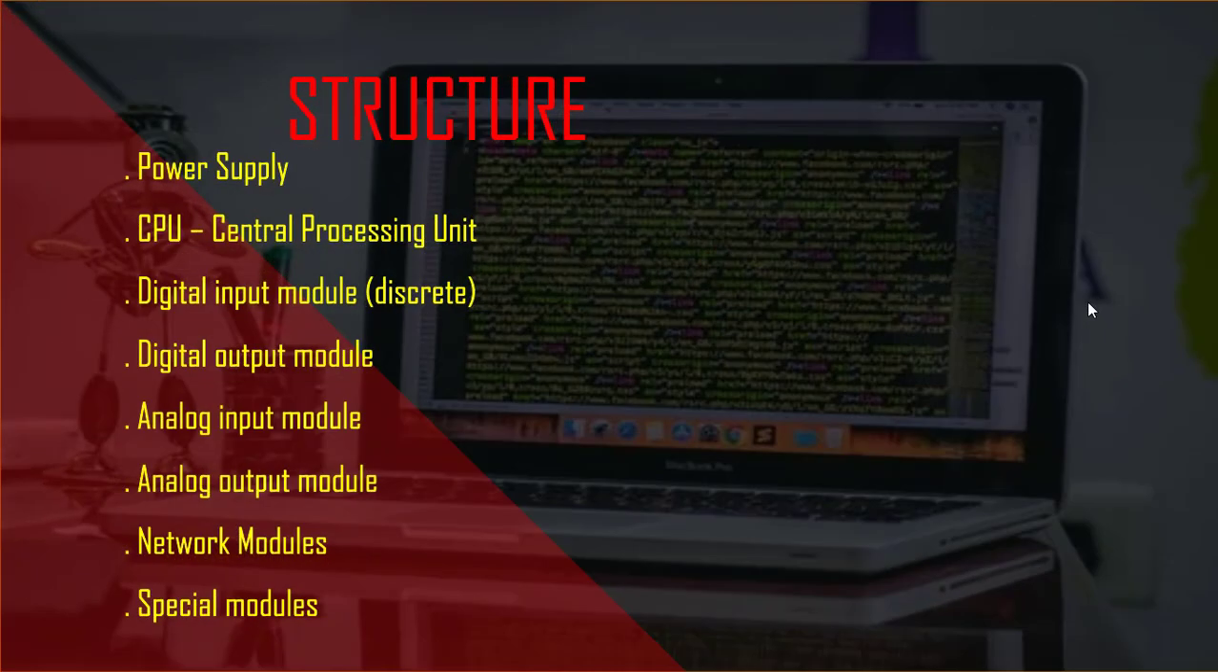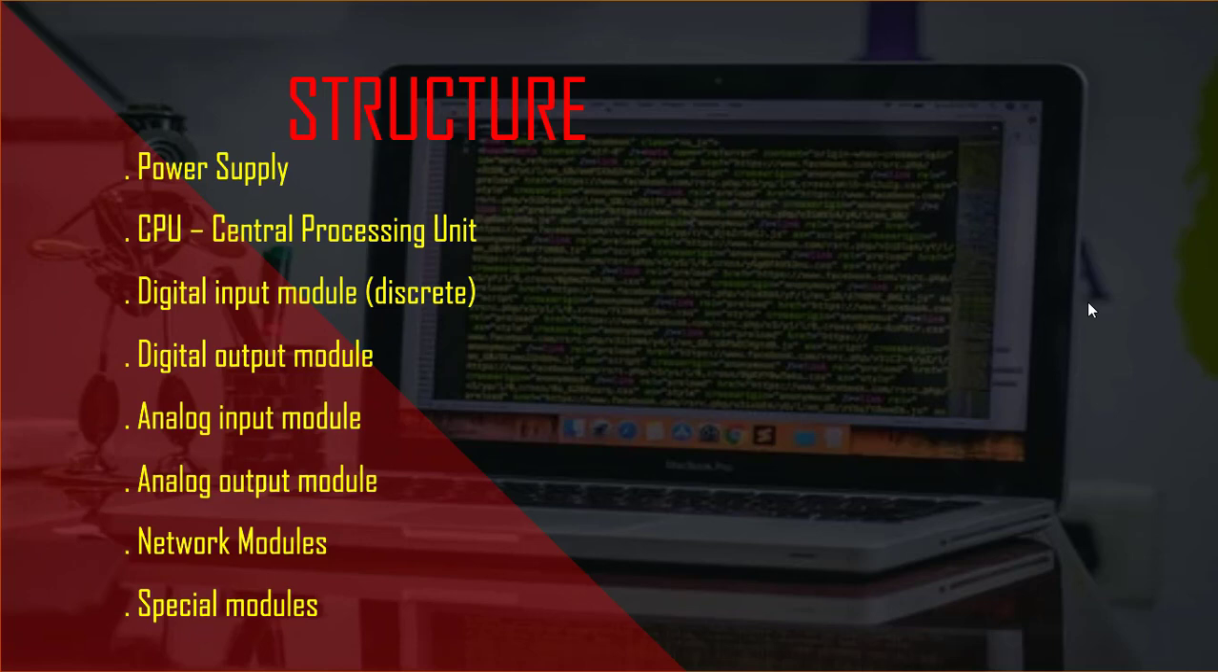Structure. A PLC usually consists of power supply. Provides power to the PLC system and ensures a stable and reliable source of electricity. CPU. The central processing unit of the PLC, responsible for executing the control program and communicating with the other components. Digital input module. Captures the status of digital inputs, such as switches and sensors, and sends this information to the CPU. Digital output module. Sends control signals to actuators and other devices based on the control program.